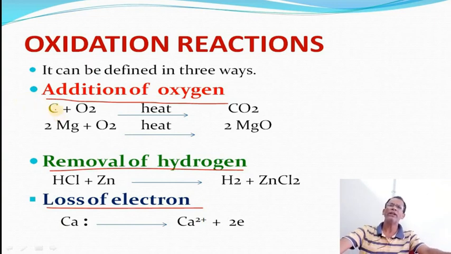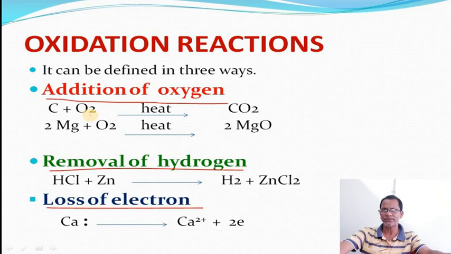oxygen. Here when carbon bonds in presence of oxygen, it produces carbon dioxide. If you see, the left side is carbon and the right side is carbon dioxide. That means oxygen is added to the carbon. That's why it is an example of oxidation reaction.